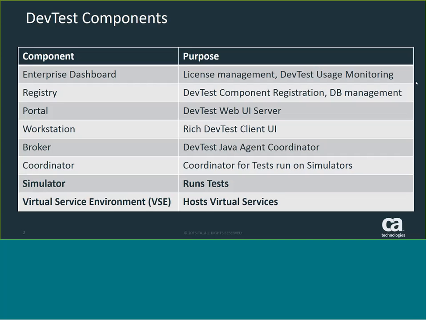The broker manages and coordinates the DevTest Java agents. The coordinator manages tasks that are executed on the simulators. A virtual service environment, or VSE, hosts virtual services that mimic real-life services. Simulators and VSEs are the workhorses of DevTest. Those components do the main work in DevTest production environments.